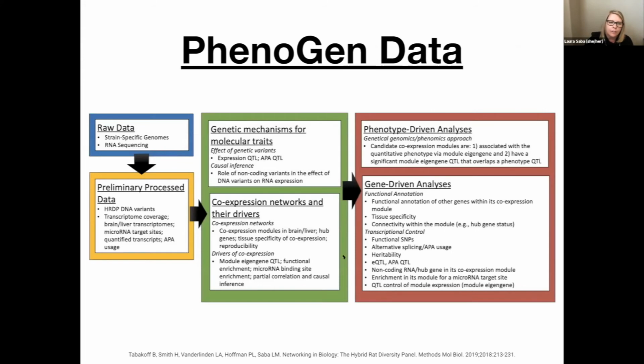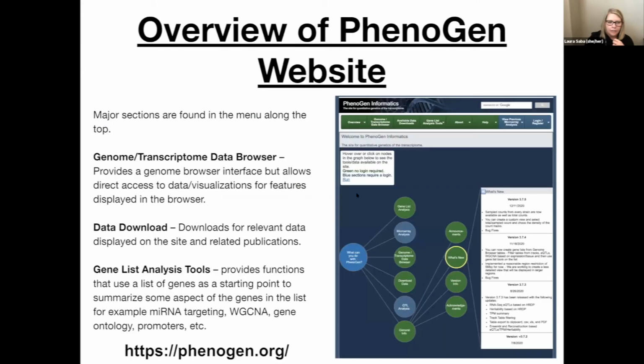And what we do with the PhenoGen, we take the raw data, we do all the preliminary processing. So we try to make it as easy as possible for you to use, and you can download at any point along this little process. You can download the preliminary data. We do some additional processing and additional analyses that are available. And finally, you can view this transcriptome data through a browser.